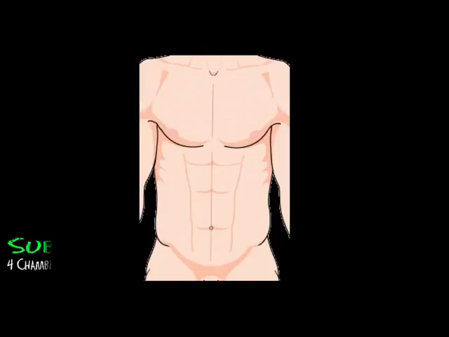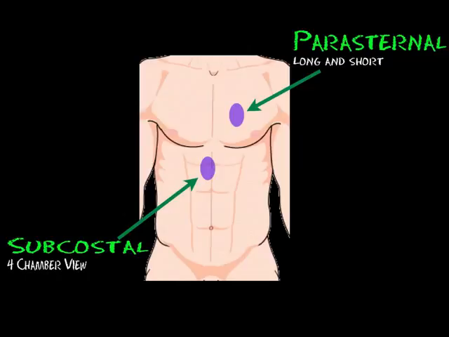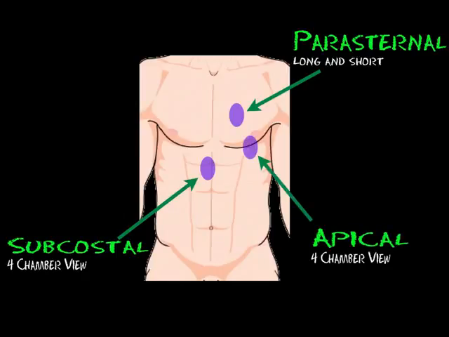Where do we put the probe? Well, there's the subcostal four-chamber view that we're very used to, as well as the parasternal long axis that we're very used to with the cardiology, with the trauma exam. But looking in the parasternal short and at the apical four-chamber, that's something we're definitely going to want to focus on in this lecture as well.